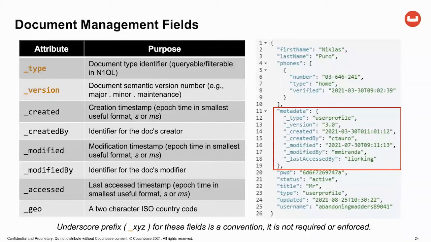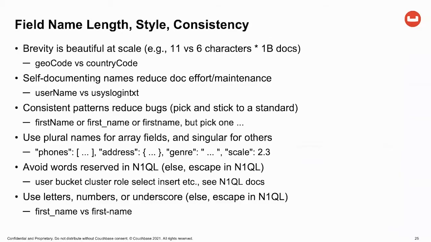So talking about the field name, length, consistency, and other things. Brevity is beautiful, especially at scale. So consider this attribute, geocode versus country code. I'm going to choose geocode because country code takes probably 11 characters, while geocode takes only like 7 characters. So 7 characters versus 11 characters multiplied by a billion documents is going to save so much space, both in the memory and the disk.